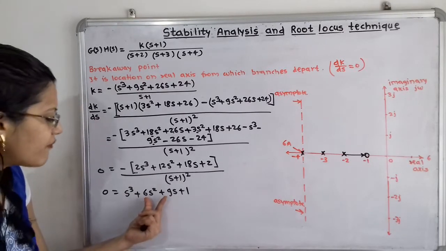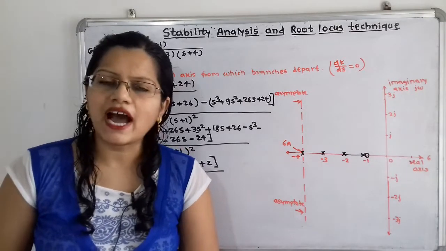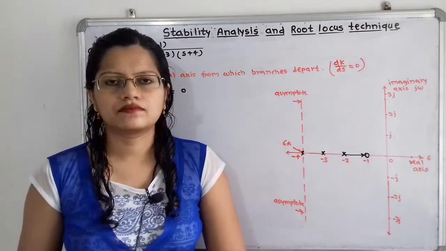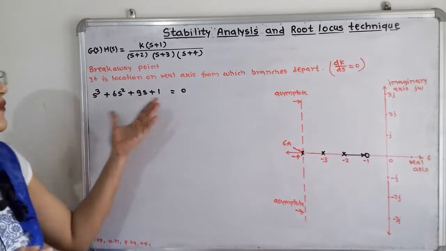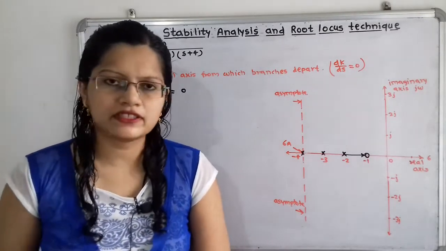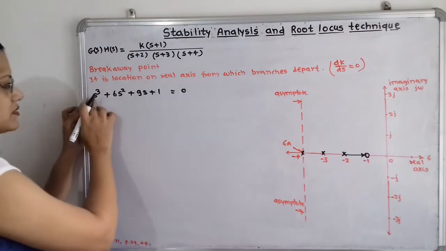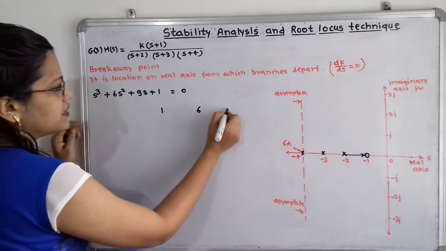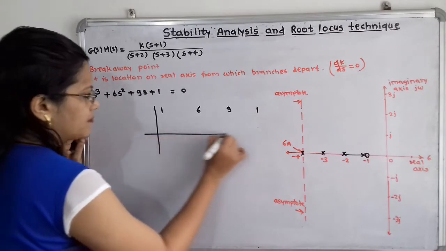Now we will find out the roots for this equation. So this is the higher order equation. So how to find out the roots? To find out the roots for this equation, we will use here the trial and error method. So how to apply this method? So first we will write the coefficients one by one. That is, for this s cube there is coefficient 1, then there is coefficient 6, 9 and 1. Now we will mark here one line.